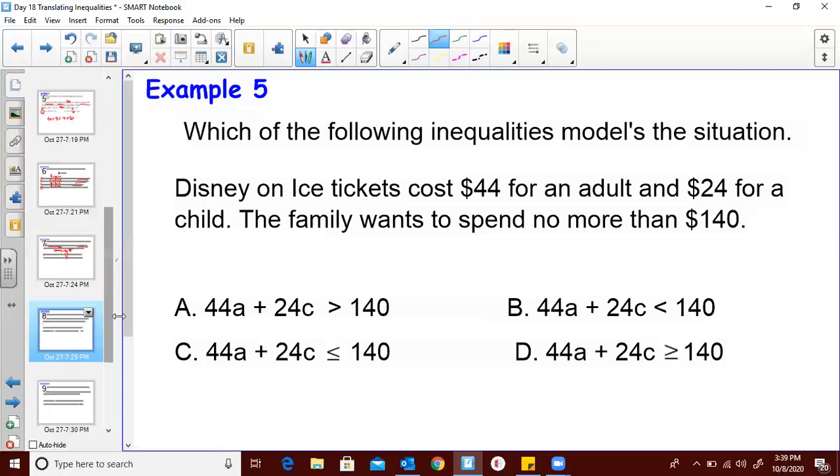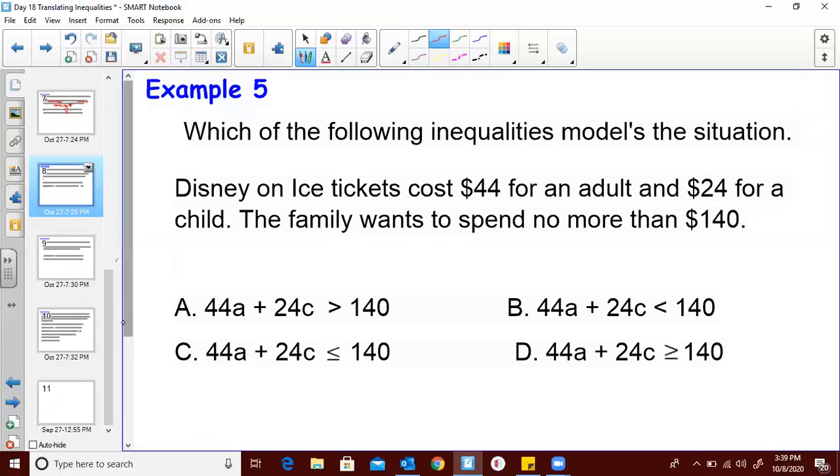All right. I'll do these two because I think they're helpful. So Disney on Ice tickets cost $44 for an adult and $24 for a child. The family wants to spend no more than $140. So I'm going to use $44. I'm going to follow what the answers look like and use A for my variable for an adult. And then I have $24 for a child, so I'll use C for my variable for a child. Now I know that these kids are not going to Disney on Ice by themselves, so they're definitely going to be added together. Plus, look at your 4 answer choices. It's kind of a given.